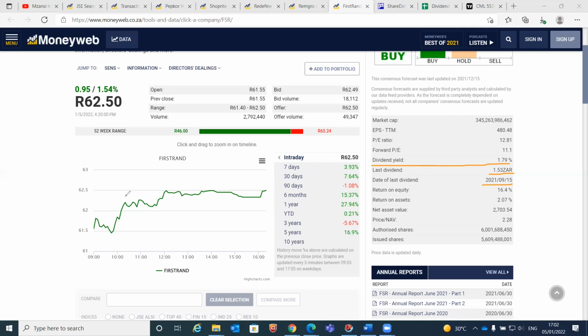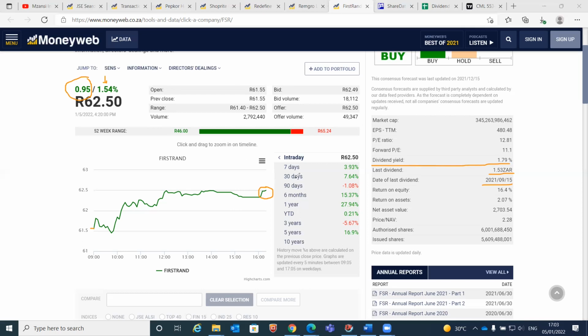So you can see on the chart, the stock opened around R61.50, and now it's after 5, so the market is closed. It closed at about R62.50, so it gained about R1 per share, or an increase of about 1.54%. So Firstrand had a good day today, which is good. I'm happy as I have a position there.